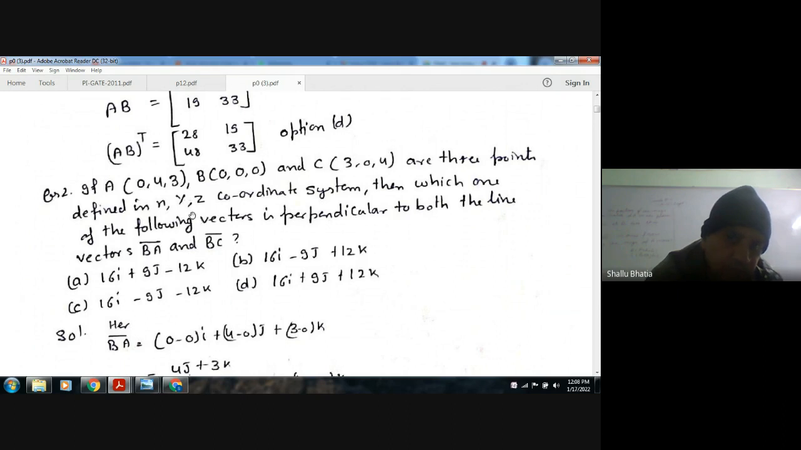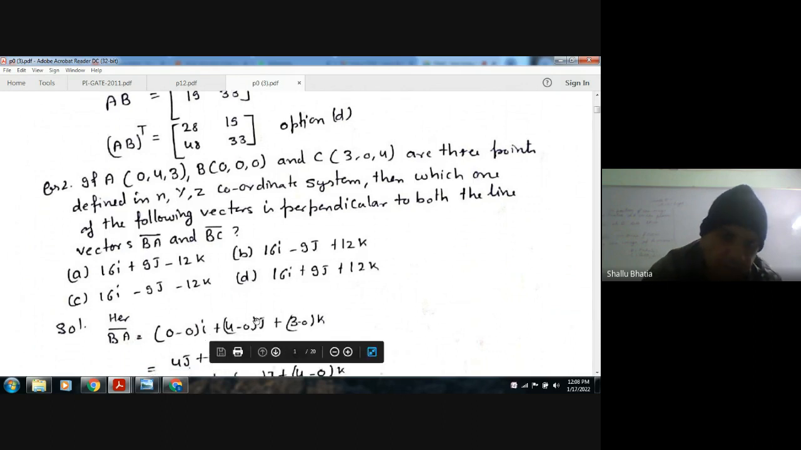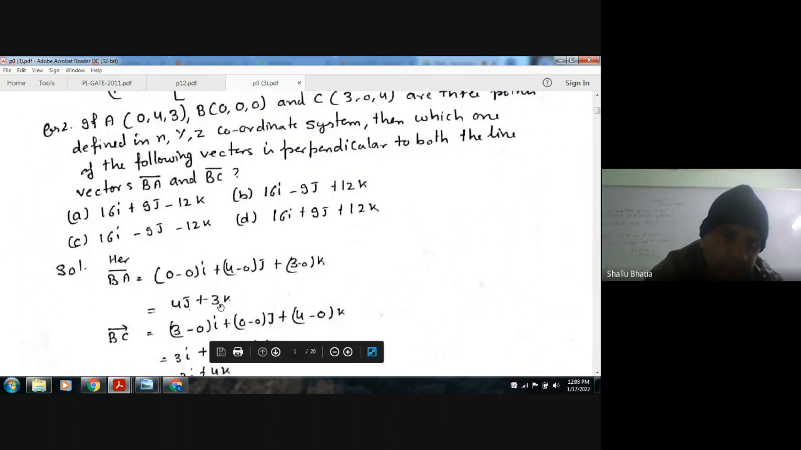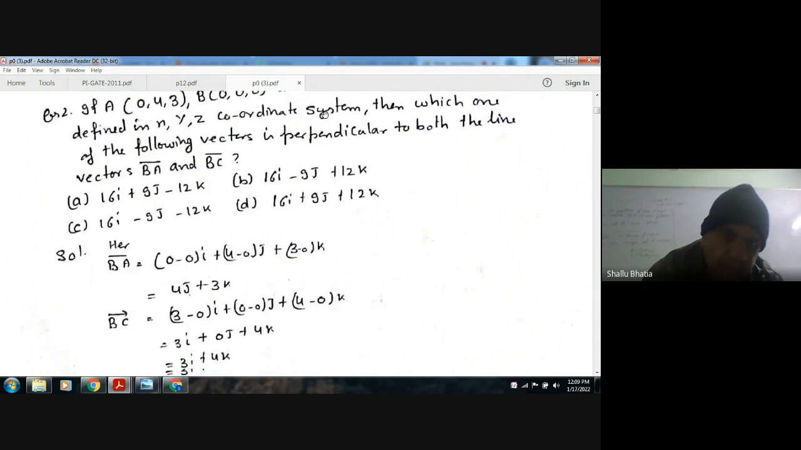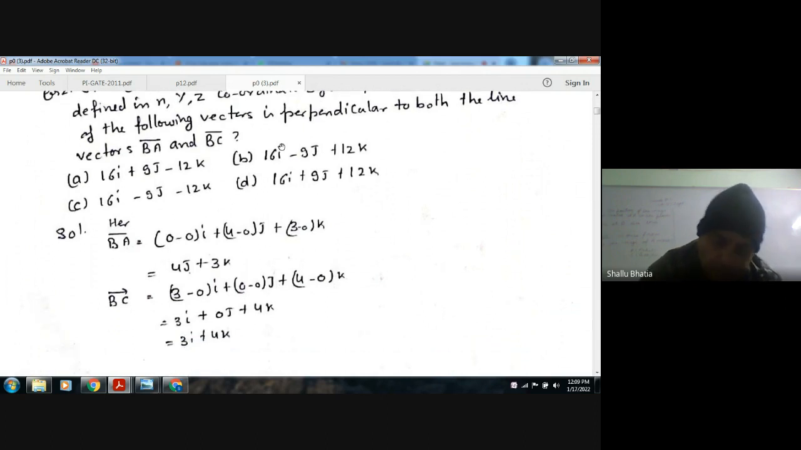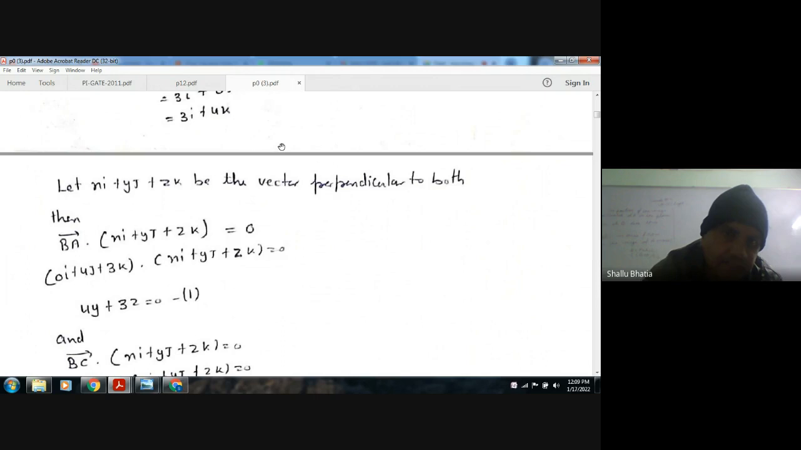So it will be 0 minus 0, this will be 4 minus 0, and this will be 3 minus 0. So the BA vector will be 4j plus 3k. And similarly, the BC vector is your subtract this from this: 3 minus 0, 0 minus 0 and 4 minus 0. So the BC vector is this. Now let xi, yj and zk be the vector perpendicular to both.